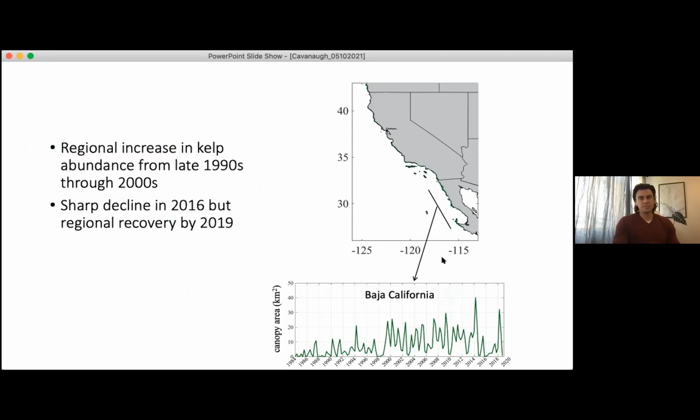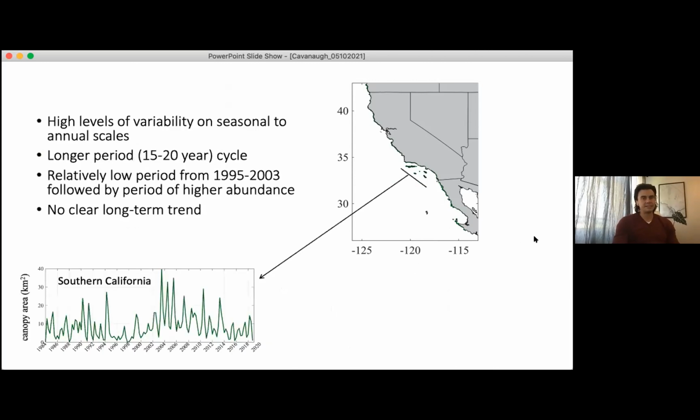We'll step through each region and just say a bit about each region. In Baja California, it appears that there was this increase in kelp, from the late 90s into the early mid 2000s, right? Kelp was relatively low from the beginning of the time series through the big 97, 98 El Nino, and then kind of a step function. And again, a lot of variability. There was a sharp decline in 2016. We think that was associated with the marine heat wave, but then regional recovery by 2019.